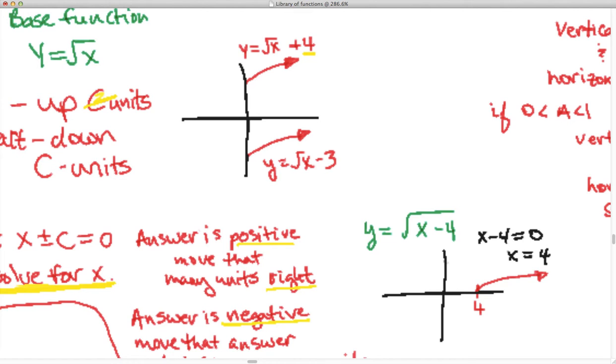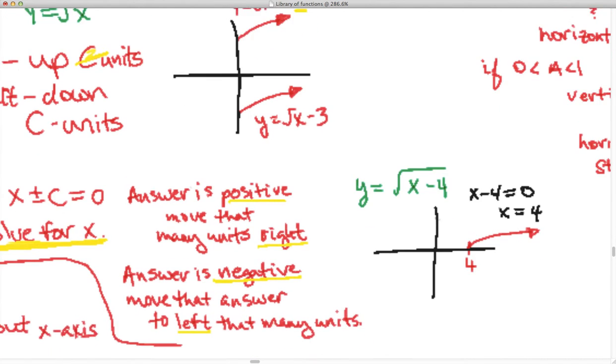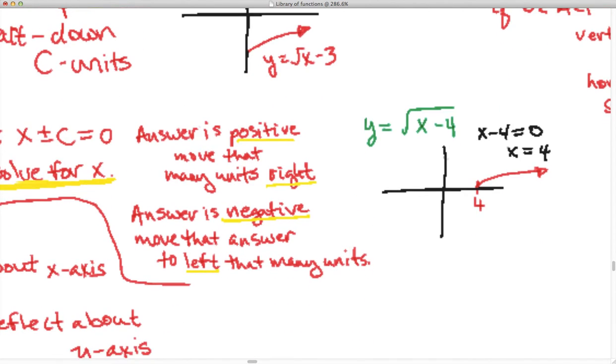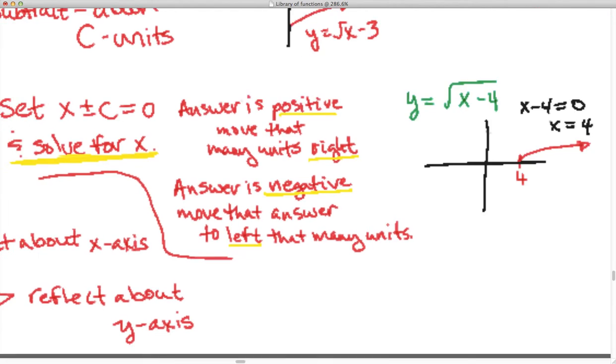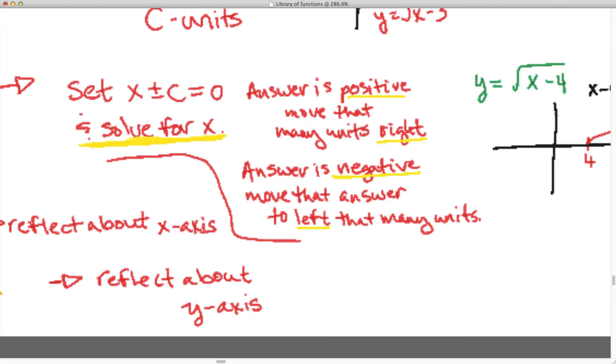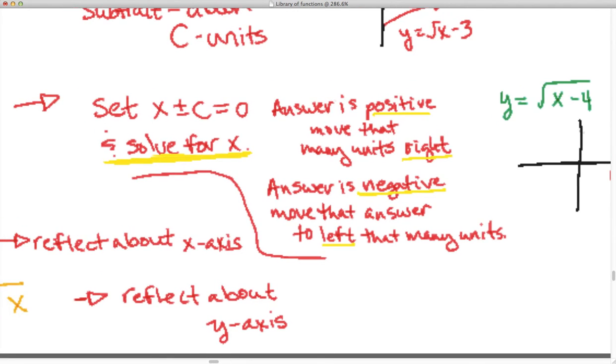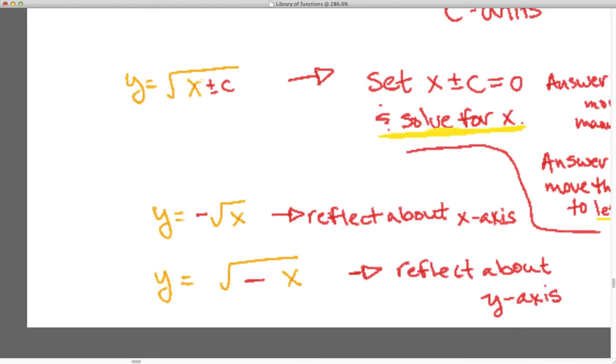I try to use fail-safe methods in solving these. Again, if you encounter a negative sign, then it would move to the left. And I guess you could use the opposite, but that gets a little confusing. Just try to remember, solve, set equal to 0.